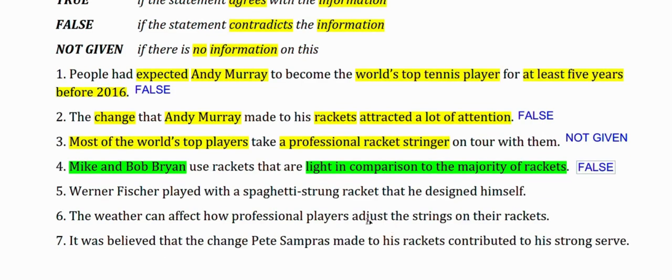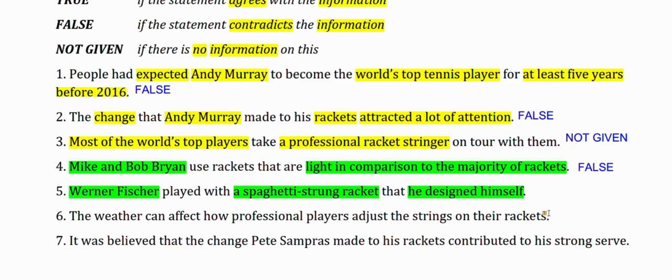Now moving on to the fifth question. Werner Fischer played with the spaghetti strung racket that he designed himself. So we know this is the locator word: wherever the name of the player is given, there will be our answer. But what we have to find is that he played with the spaghetti strung racket, and the main information is that he designed it himself.